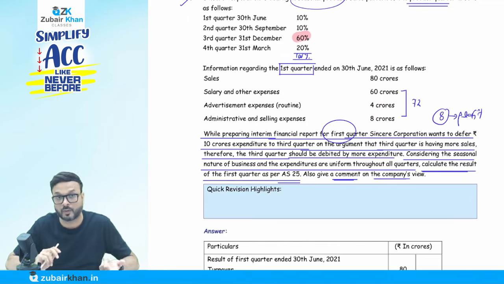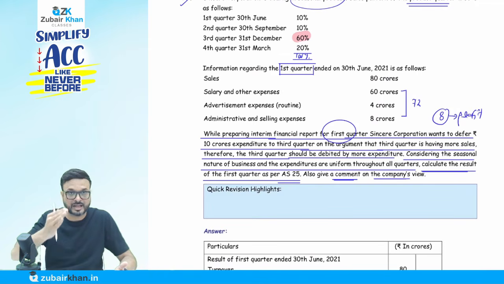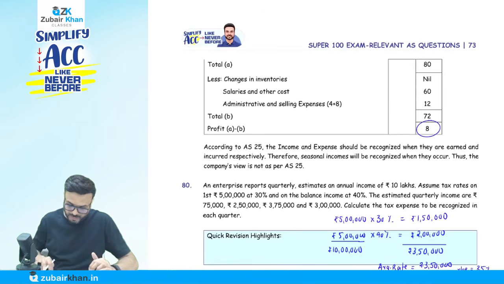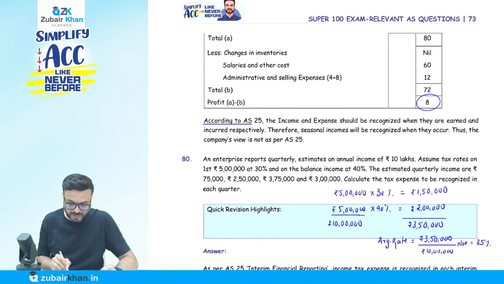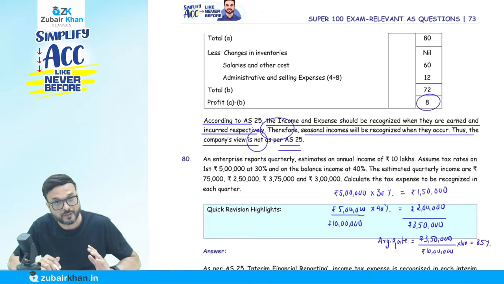The answer is no. What does AS25 say? It doesn't matter what the sales are; whenever they incur the expense, you have to recognize it in that particular quarter. So the profit is going to come to 8 crore. According to AS25, income and expenses should be recognized when they are earned and incurred respectively. Therefore, seasonal income will be recognized only when it occurs. Thus, the company's view is not as per Accounting Standard 25.